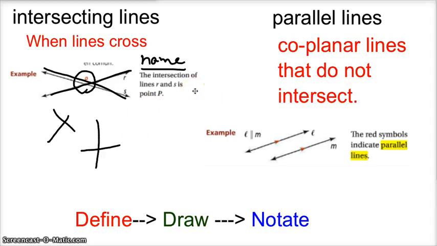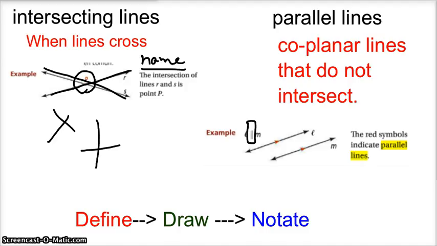Parallel lines: coplanar lines that do not intersect. We'll deal with the idea of coplanar later, but parallel lines for now are lines that never cross. They never intersect. This symbol right here is the symbol for parallel.